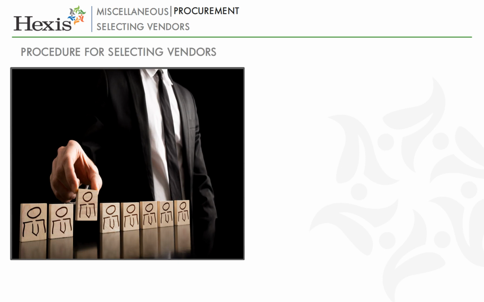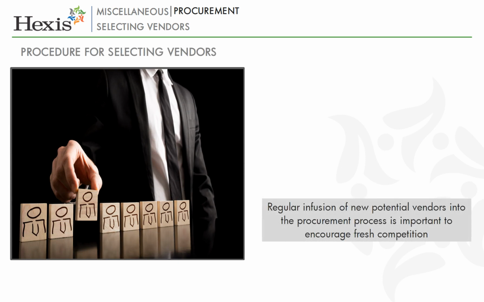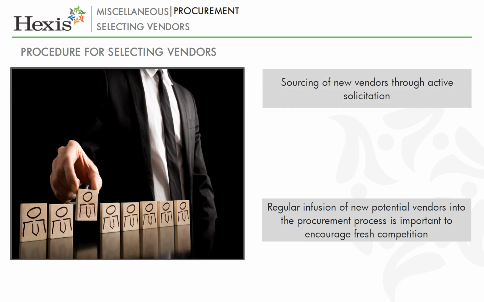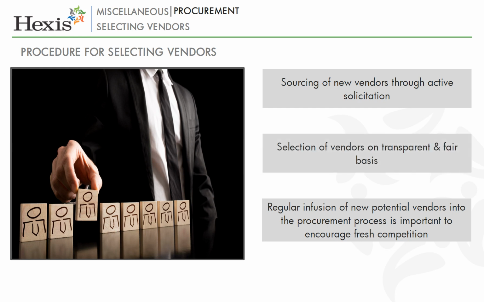Let us understand why selection of vendors is important. Regular infusion of new potential vendors into the procurement process is essential to encourage fresh competition. An organization may source new potential vendors through active solicitation, either for specific procurement actions or for general registration purposes. Internal auditors should seek evidence that the organization selects potential vendors on a transparent and equitable basis to maximize the scope for competition.